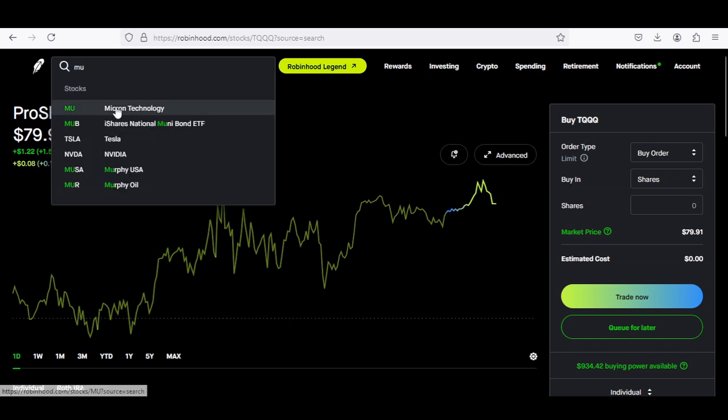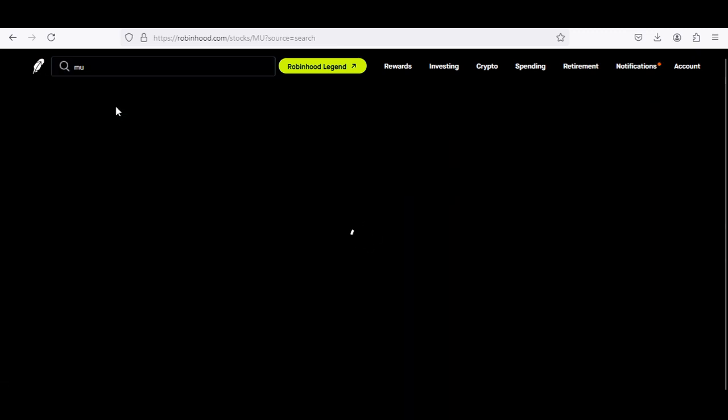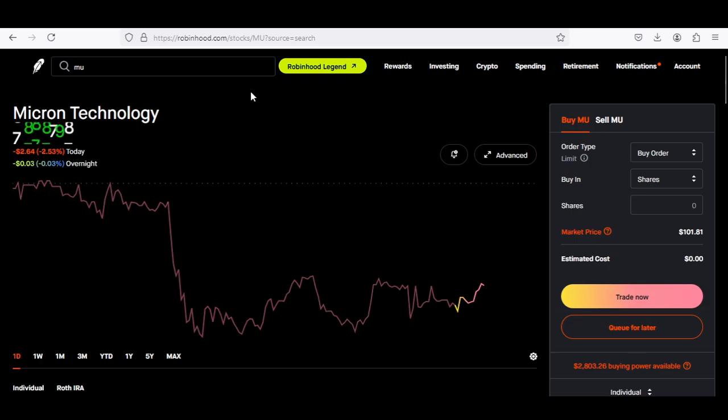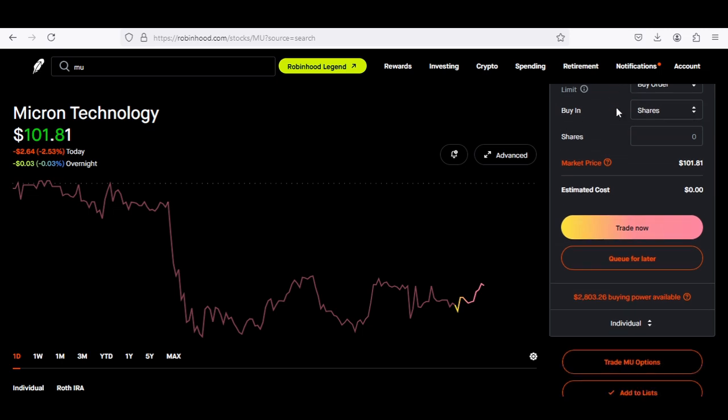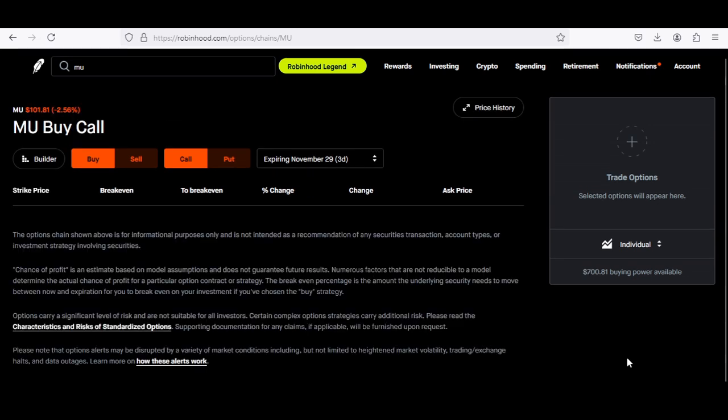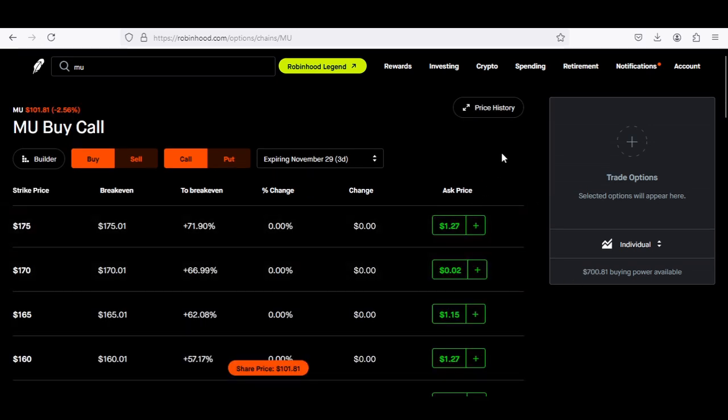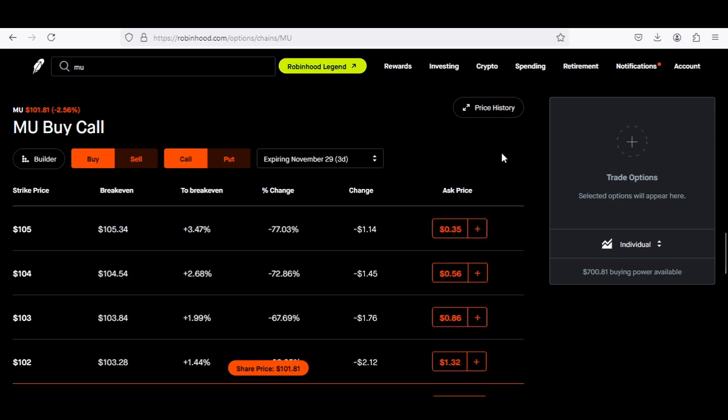And you guys know how we do it. We're going to get down and dirty with options, meaning we're going to be doing the actual options trade. Okay, so here we are on Micron Technology. To get started, we're going to choose Trade MU options to your bottom right if you're using a desktop. Now we are on the MU option chain. I'm going to show you how to choose the perfect strike price.